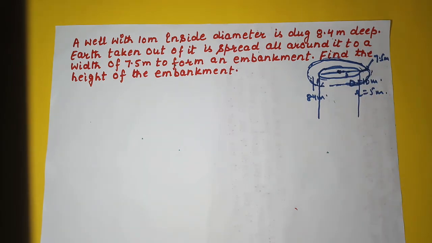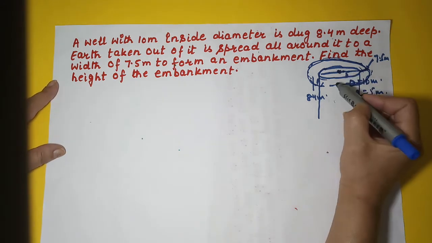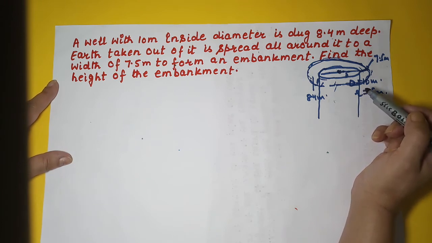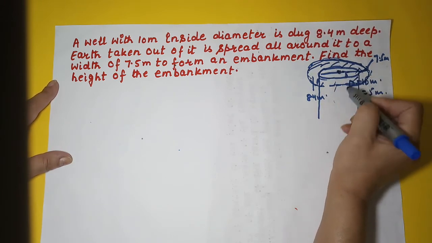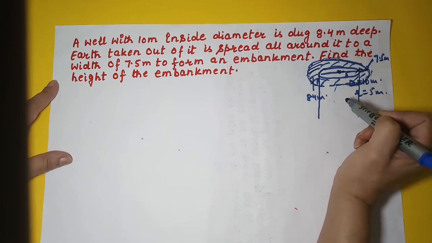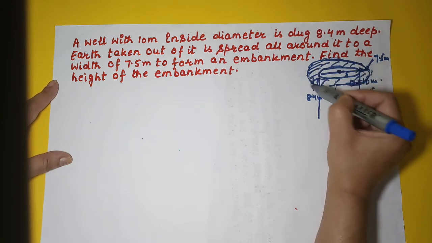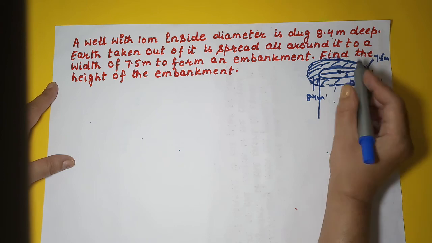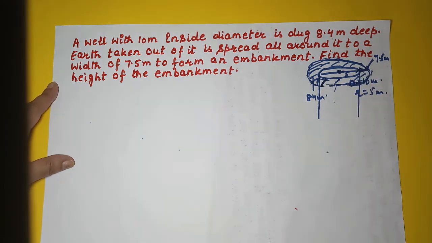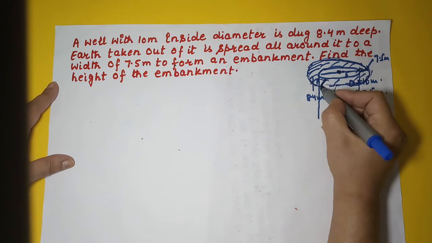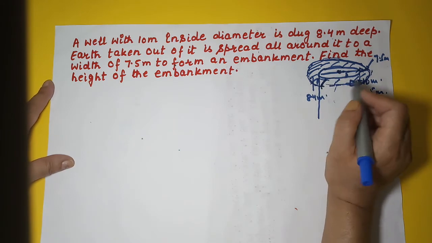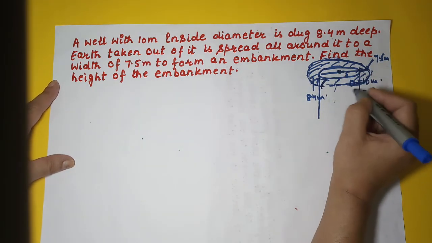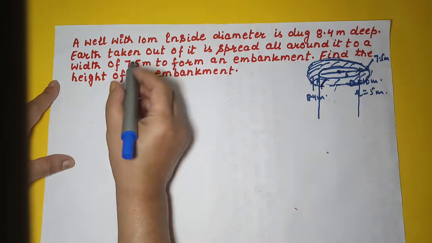So what does that mean? It means that we will first calculate the volume of the earth dug from this well. After that, we will write the area of this embankment. The area of this embankment is equal to the outer circle minus inner circle. Then we will multiply that by h to get the volume. So h is unknown. We can find the height up to which this embankment can be raised.